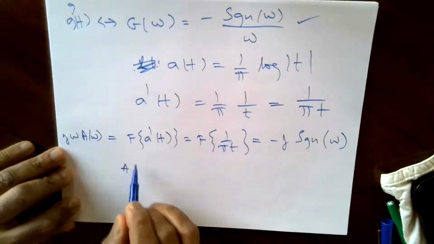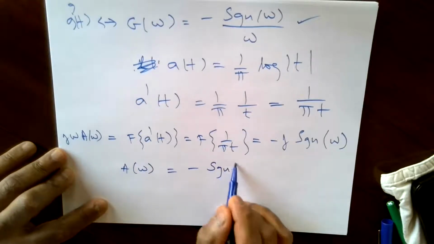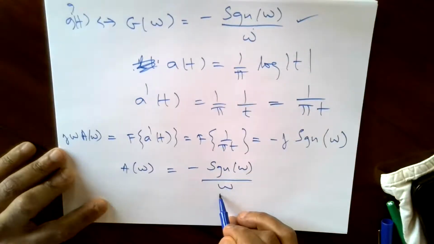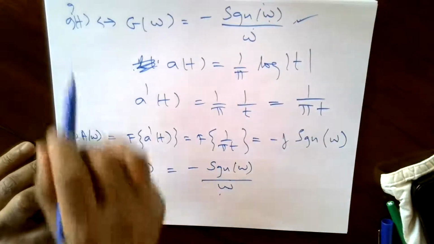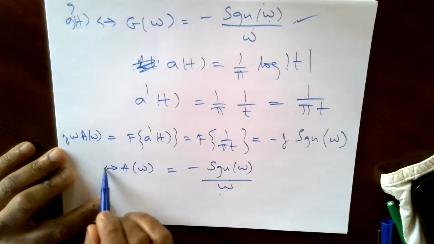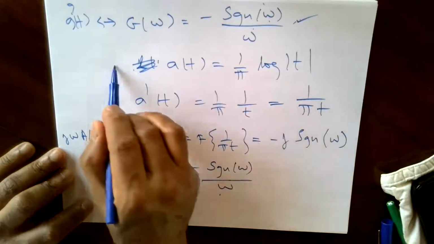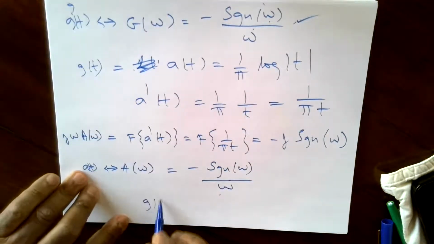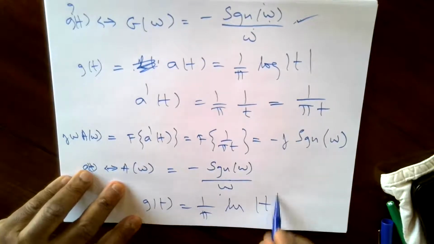So we can solve for a omega. J cancels. You get minus sine omega by omega. Notice this is what we were looking for. So these two transforms match. So gt must be the same as at. This is a transform of at. And at is what we have here. So this is your gt. So gt is 1 over pi log of absolute value of t.